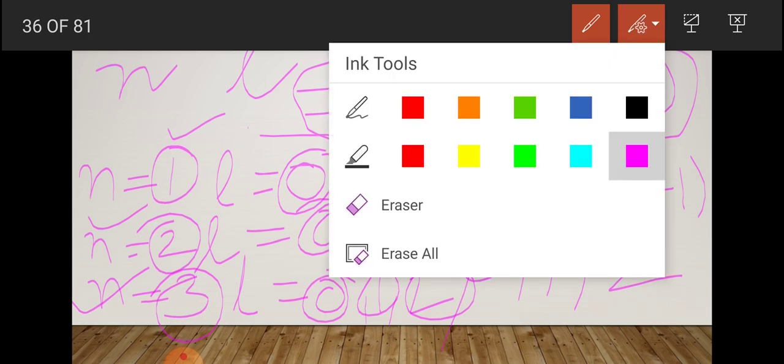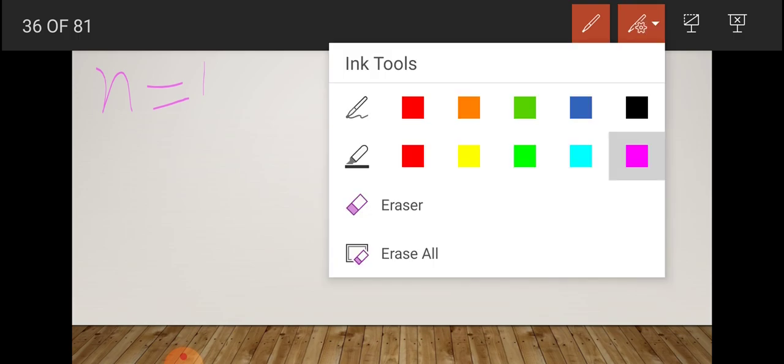Let me write it again. If n is equal to 1, wait, let's take value of n, l and subshell notation.